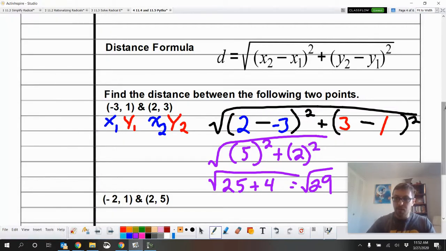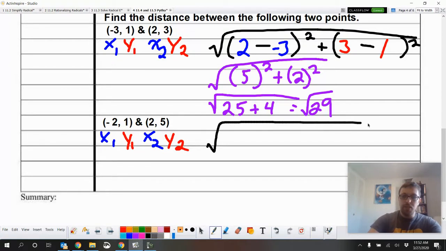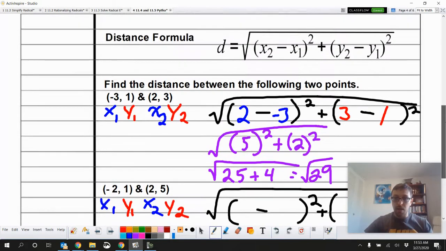Okay. One more example and we're done for today. So same deal as before. I've got the x value of my first point and then the x value of my second point. This is the y value of my first point and then the y value of my second point. I copy the information. That's not going to change. And then I need to plug in my information from up here.